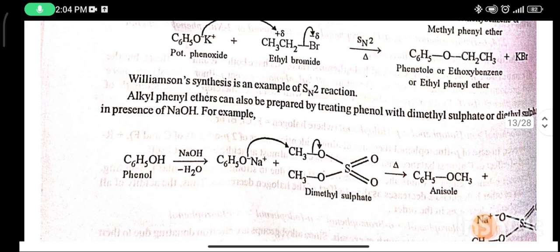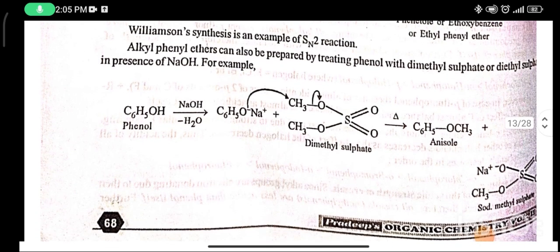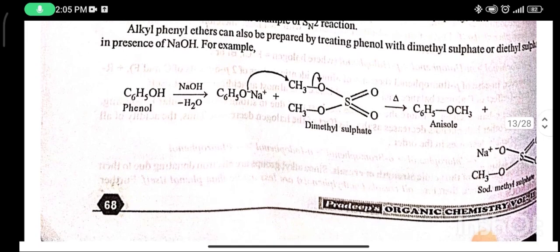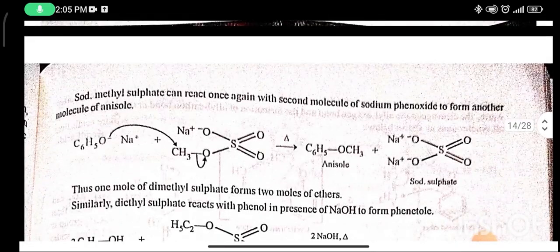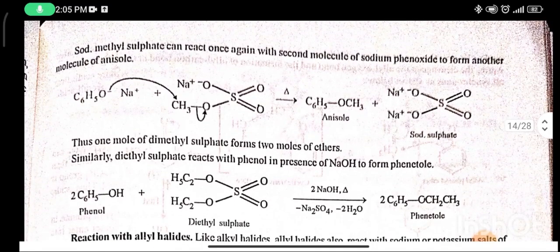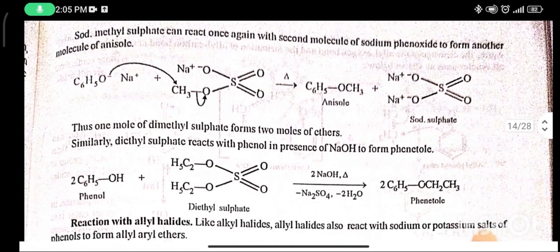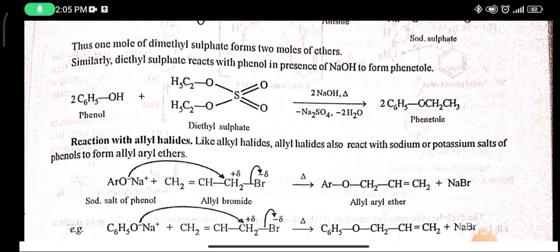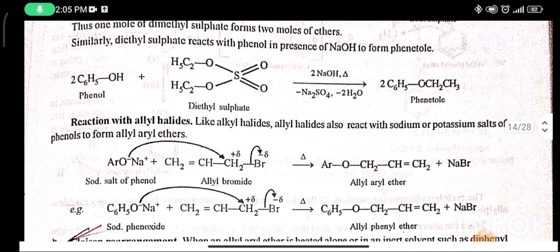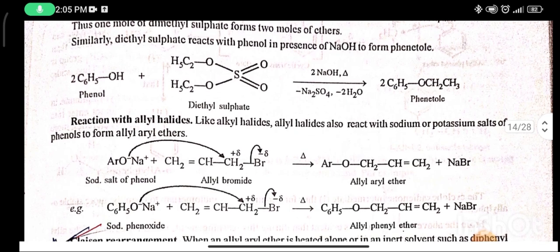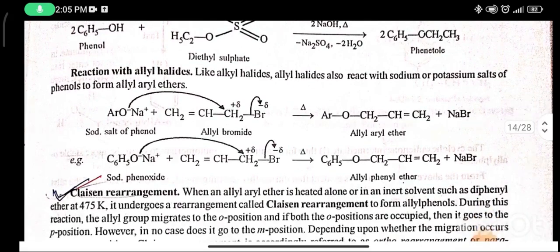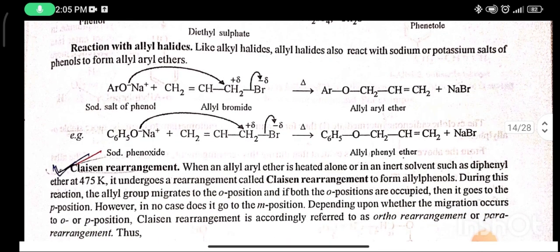Alkyl phenyl ethers can also be prepared by treating phenol with dimethyl sulfate or diethyl sulfate in the presence of NaOH. Sodium methyl sulfate can react once again with a second molecule of sodium phenoxide to form another molecule of anisole. Thus, 1 mole of dimethyl sulfate forms 2 moles of ether. Similarly, diethyl sulfate reacts with phenol in the presence of NaOH to form phenetole. Reaction with allyl halides: like alkyl halides, allyl halides also react with sodium and potassium salts of phenol to form allyl aryl ethers.